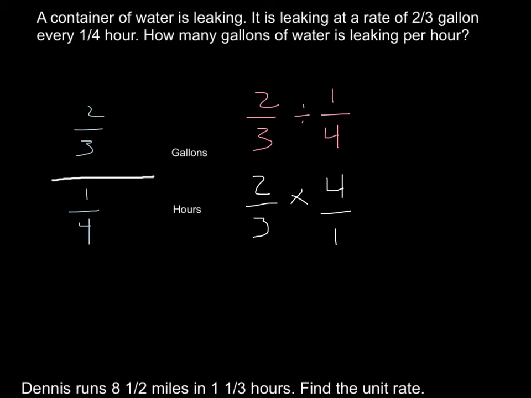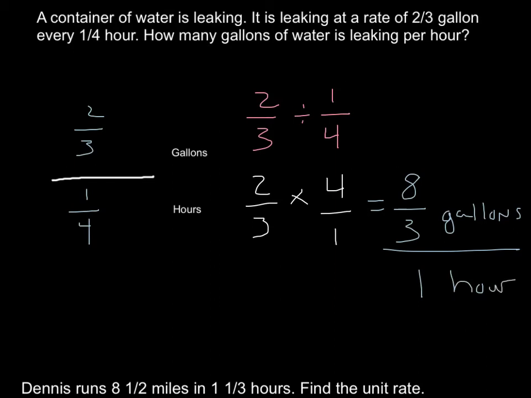So let's go ahead and just multiply straight across. 2 times 4 is 8. 3 times 1 is 3. And that's it. So it would be 8/3 gallons per 1 hour. Okay. We could also convert the 8/3 gallons into a mixed number, just so we have a better idea of exactly what the number really is. And if we did that, it would be 2 2/3 gallons per 1 hour.